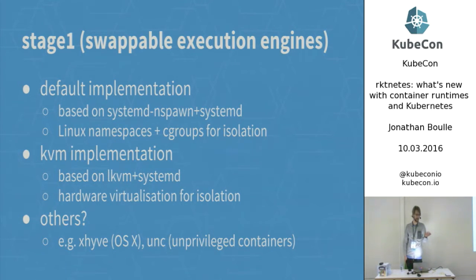But again, since this is staged from stage 0 in terms of interacting with Rocket, everything looks exactly the same. So you can swap out and get the advantages, if you have hardware virtualization support, of getting VM containment, but the interface to Rocket looks exactly the same, and the experience is exactly the same. And then finally, we have a couple of other proposed implementations around something like xhyve, which would allow Rocket to do virtualization, potentially to run containers on OS X, or something called Unc, which is a way to run unprivileged containers using, I think, pure Go.